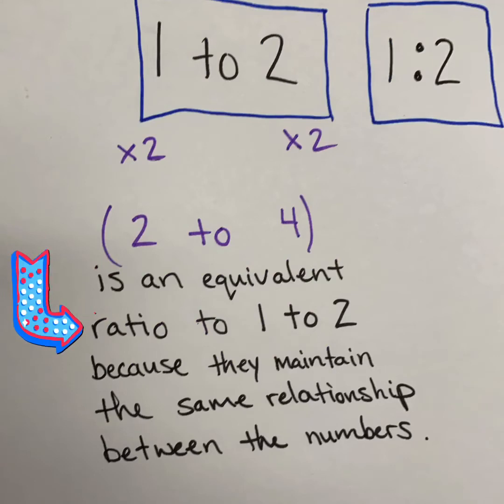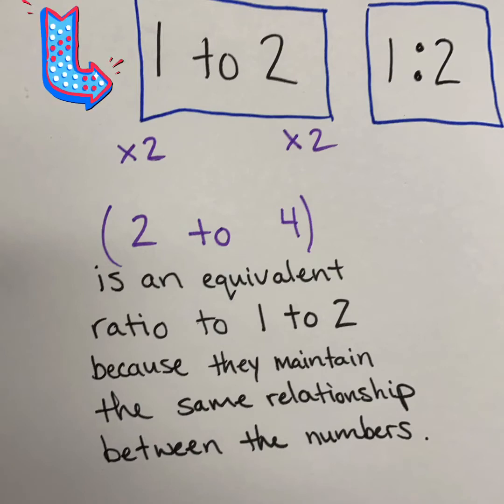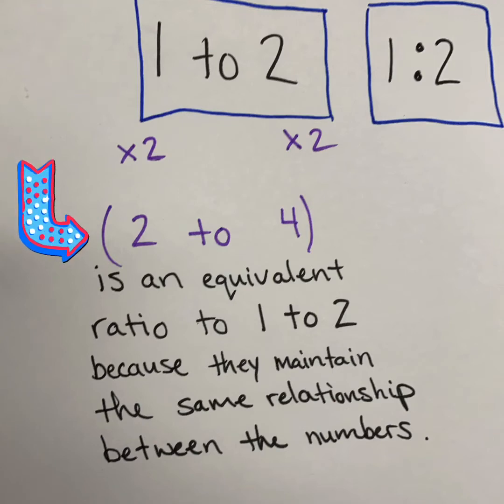So what I can conclude from this is that 2 to 4 is an equivalent ratio to 1 to 2 because they maintain the same relationship between the two numbers. What do I mean by that? If you were to rewind this video, you would remember that we said that 2 was twice as big as 1 in that first ratio. And if we look at the second ratio that we created, the equivalent ratio, 4 is twice as big as 2. So we maintain that same relationship. It's twice as big, or it doubled.